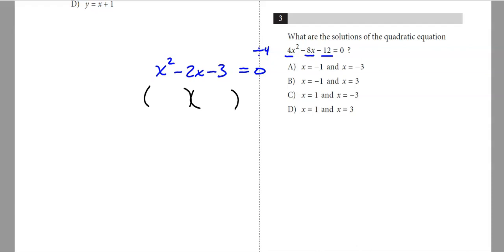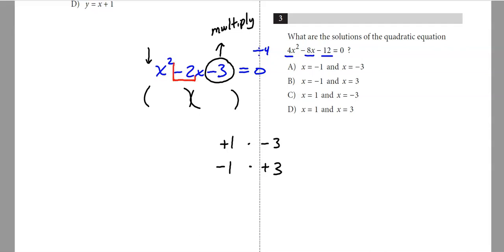We need to kind of play the game, and it's really easy as long as there's no number in front of x squared. Basically, we need to find two numbers that can multiply to make -3. So let's just look at that. How can I make a -3? Well, I could be +1 times a -3, or I could be -1 times a +3. These are my factors. But then the second part is I need to be able to add to make -2. So the right combination that adds to make -2 are right here. So we're going to have x plus 1, x minus 3 equals 0.